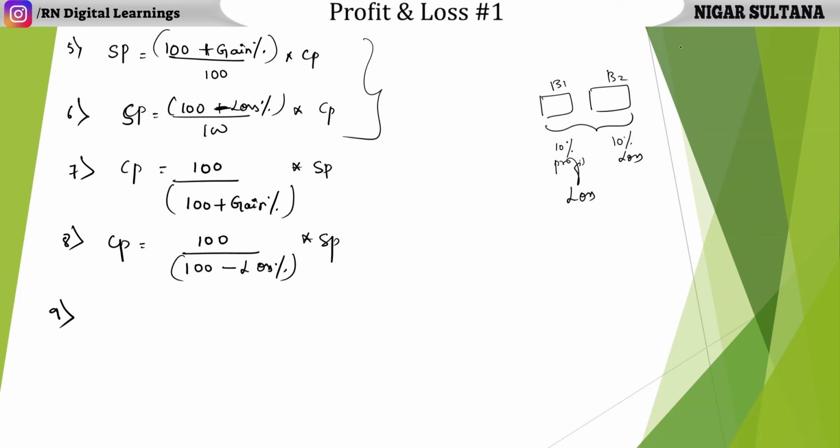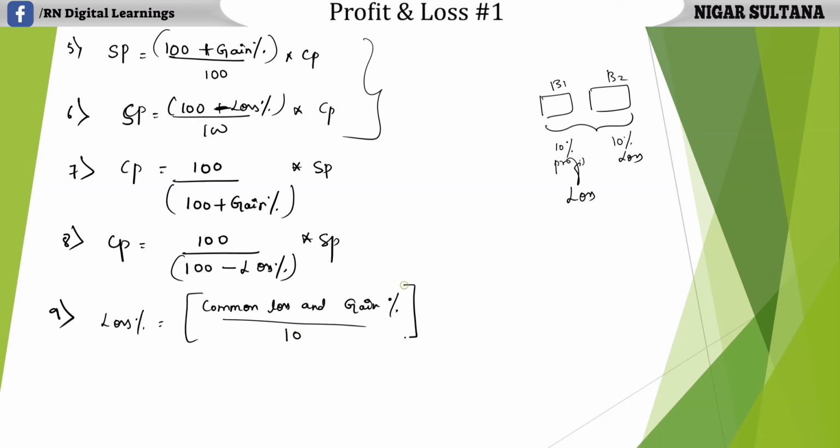So when there is this case, what formula do we need to use to calculate the loss percentage? The loss percentage is equal to the common loss and gain percent divided by 10, the whole square. Or we can say the gain percent or the loss percent divided by 10, whole square. So this is a formula.